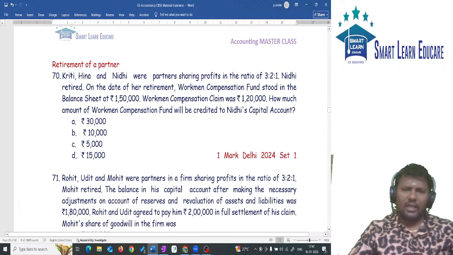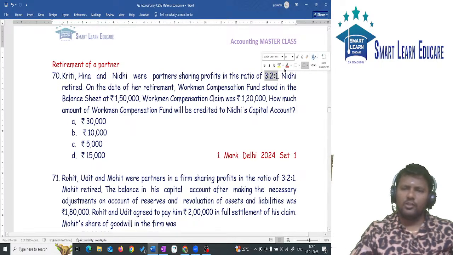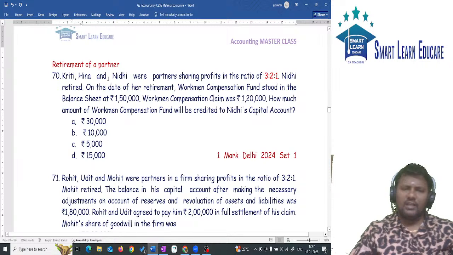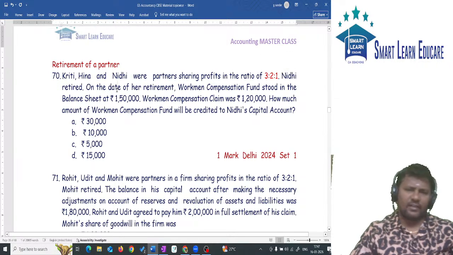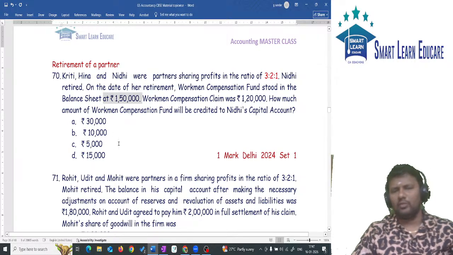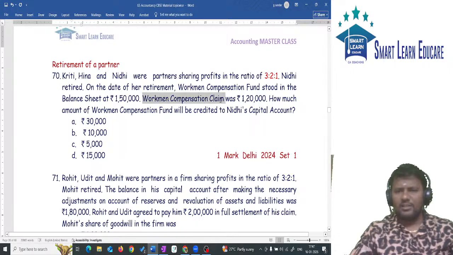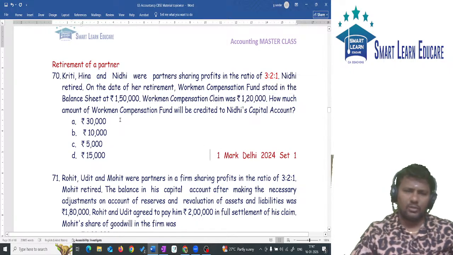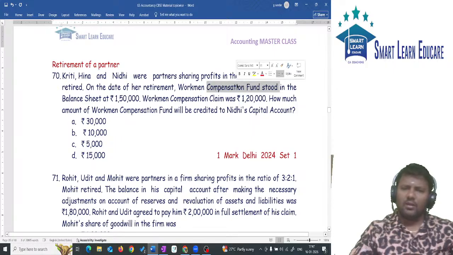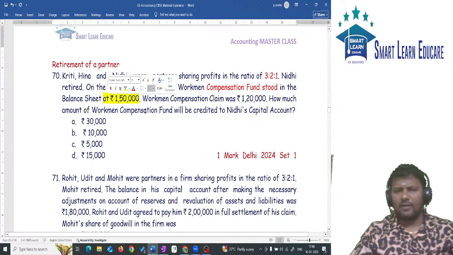First one. K, H, N, R are partners, profit sharing ratio 3:2:1. N is retired, one partner is retired. On the date of retirement, workmen compensation fund in the balance sheet is 1,50,000. We have workmen compensation fund to the extent of 1,50,000. But the workmen compensation claim was 1,20,000. The fund we have is 1,50,000.